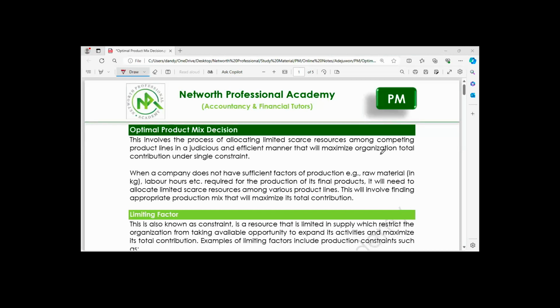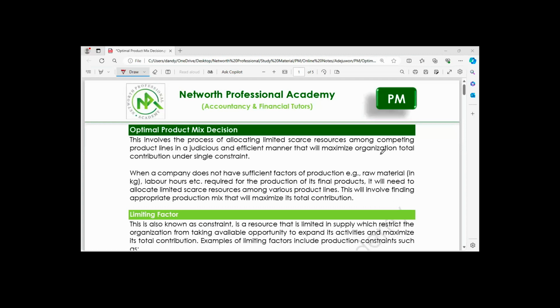Generally, when you talk about optimal product mix and linear programming, the two are meant to achieve the same objective, which is optimal allocation of limited scarce resources in order to maximize the organization's contribution towards the profits. Because the financial resources and the factors of production required for manufacturing the product are generally not sufficient, the little the organization has, how they are going to allocate it in such a way that will maximize the organization's contribution is what we want to be discussing.